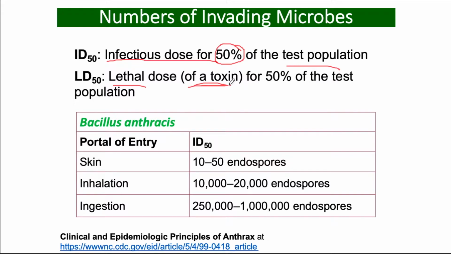So if you look at Bacillus anthracis, it has an infectious dose that differs based on the portal of entry. If you look at the skin as the portal of entry, you only need 10 to 50 endospores. Bacillus anthracis produces endospores. The Bacillus genus generally produces endospores. When it's inhaled, you will need a lot more, 10 to 20,000 endospores. When it's ingested, you need actually a lot more, 250,000 to 1 million endospores in order to establish an infection.